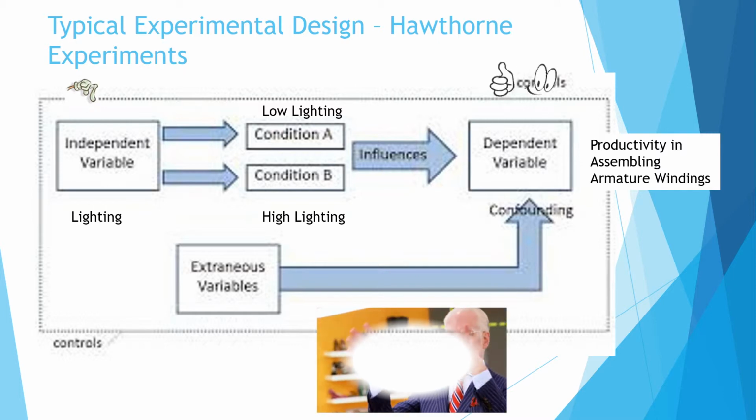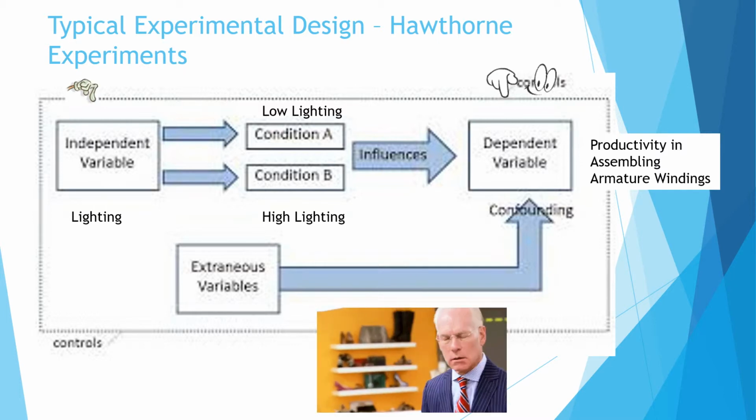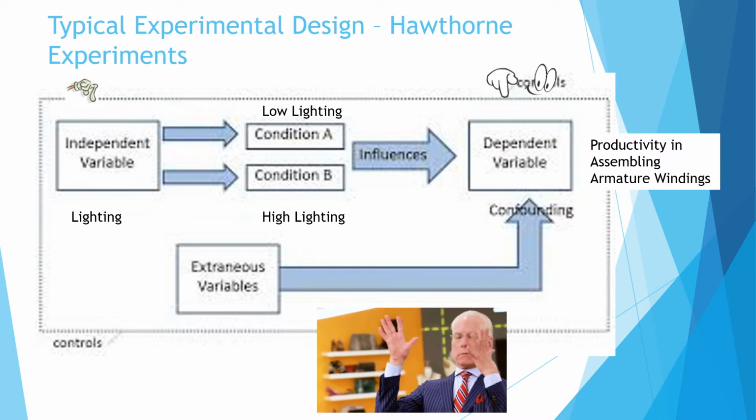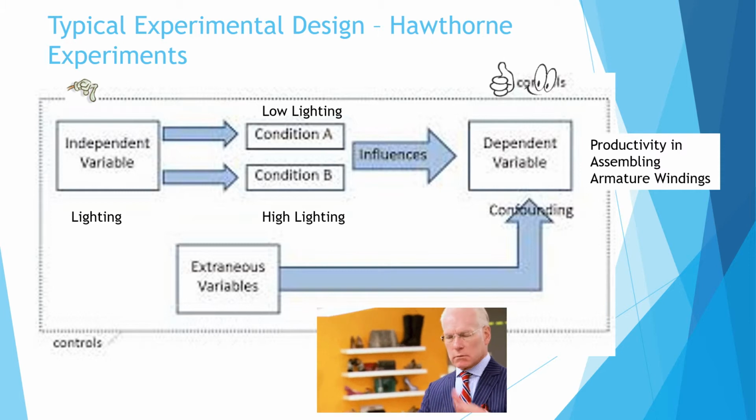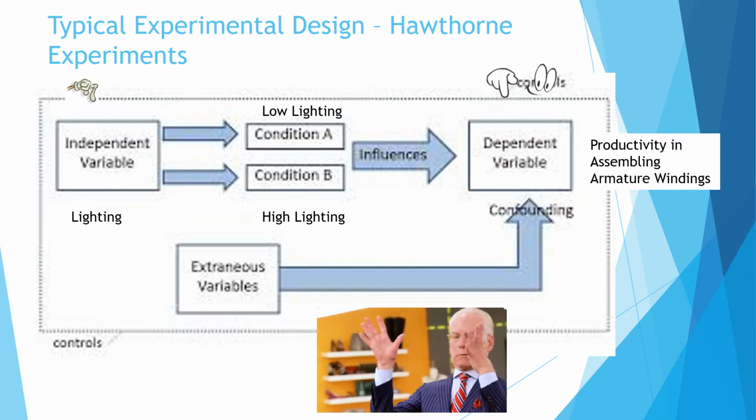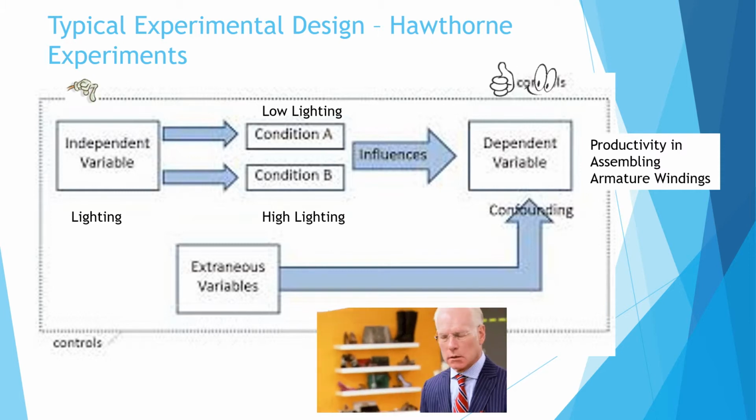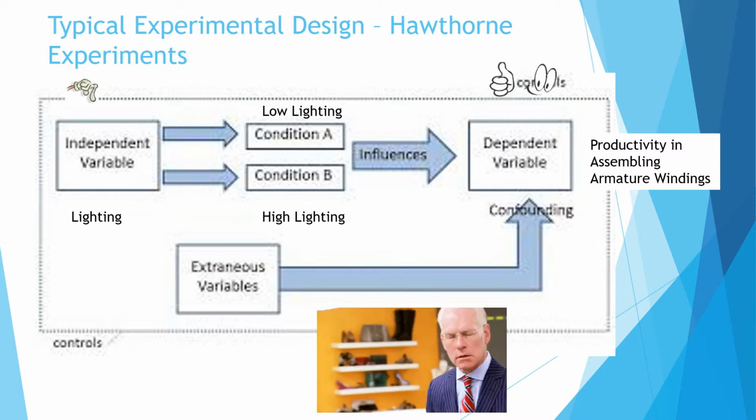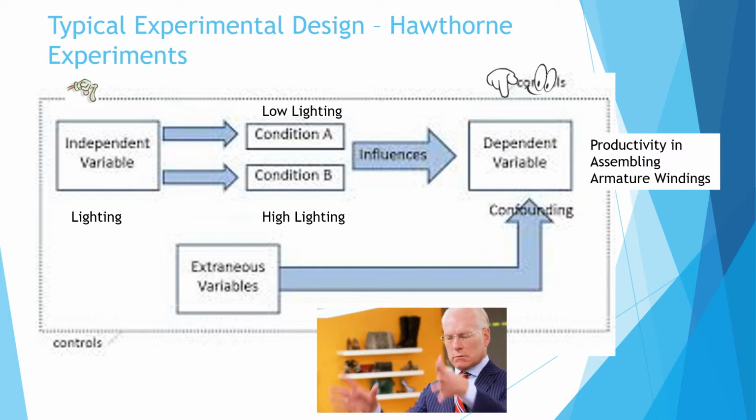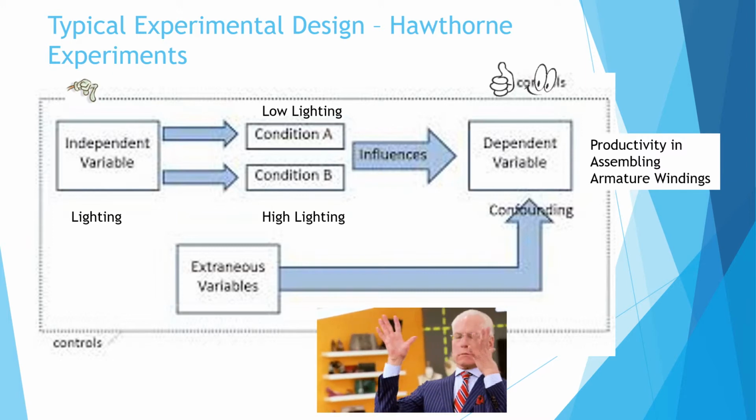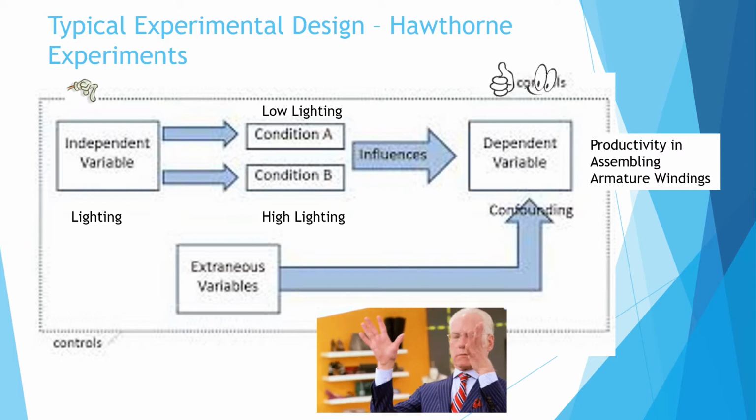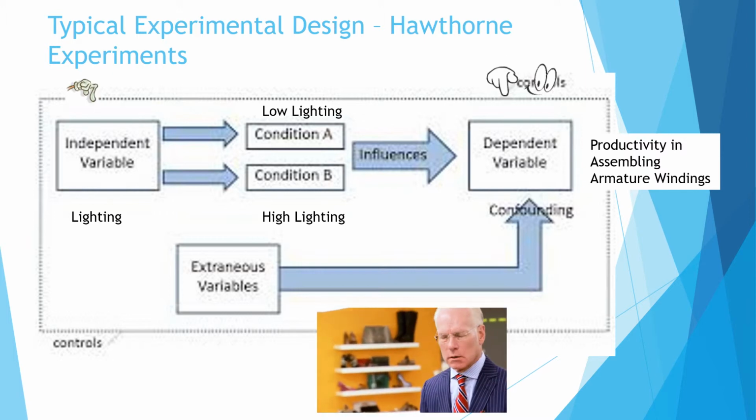The surprising thing, which blew everybody's mind, was there appeared to be no relationship. Regardless of whether the lighting was low or the lighting was high, the productivity of the workers appeared to stay about the same. Okay. So then you have to ask, well, why was that the case? What else is going on that's causing productivity to stay the same? But then they also noticed that productivity was changing at other times, but not due to the lighting.